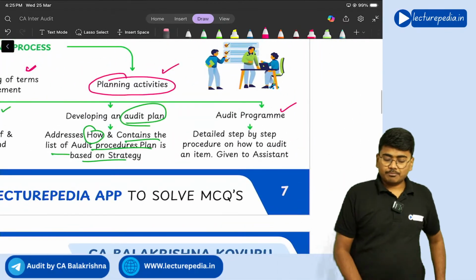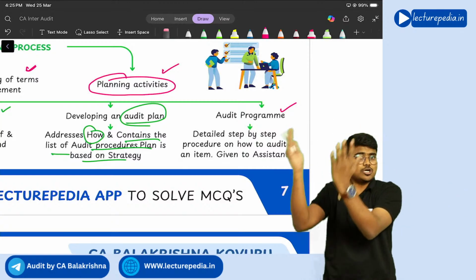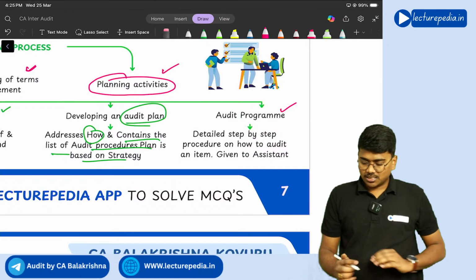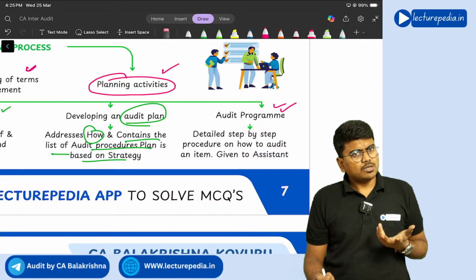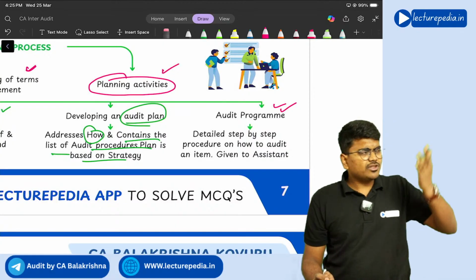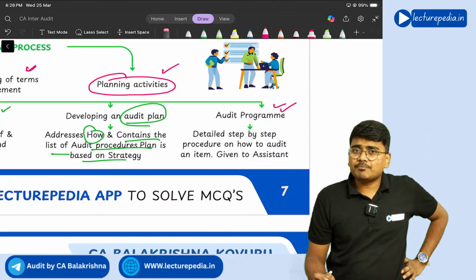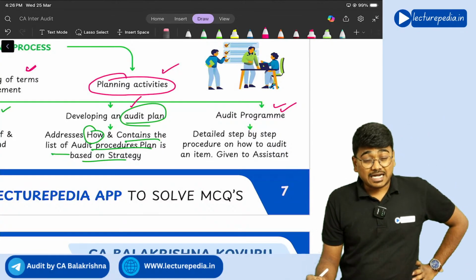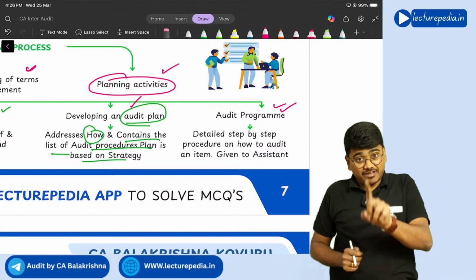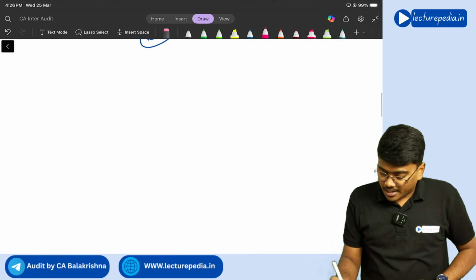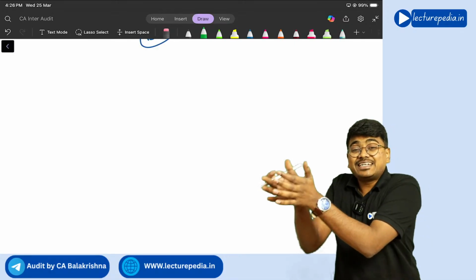Next, coming to audit program. So what is audit program? By now we understood what is audit strategy and what is audit plan, but what is audit program? First of all, remember that the audit program also contains a list of audit procedures only. Even the audit plan also contains a list of audit procedures only. Then what is the difference between audit plan and audit program? See, the audit plan contains the list of audit procedures for the entire audit of the company, whereas the audit program contains the list of audit procedures that have to be performed by a specific audit team member.